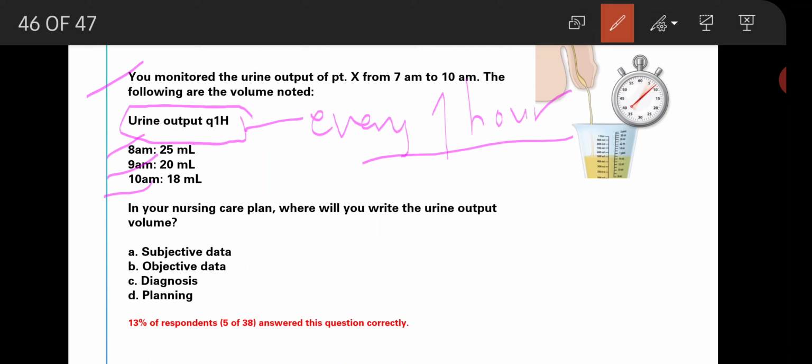So in your nursing care plan, where will you write the urine output volume? Subjective, objective, diagnosis, or planning? Yes, the answer is objective data. Next.